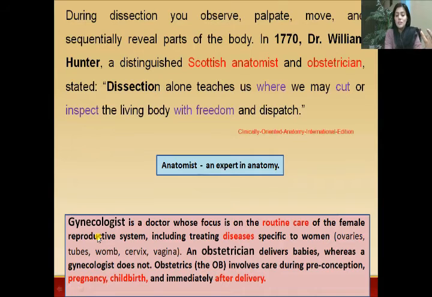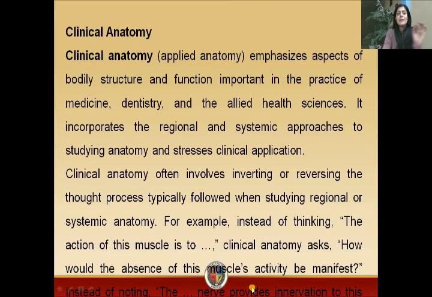A gynecologist is a doctor who is involved with the routine analysis of the female reproductive system, while obstetricians are the doctors who are involved with baby deliveries, and with care during preconception, during pregnancy, during childbirth, and immediately after the delivery. So basically this was the difference between gynae and obs.